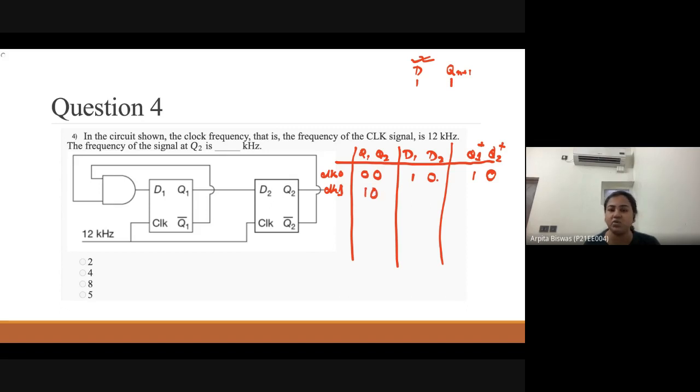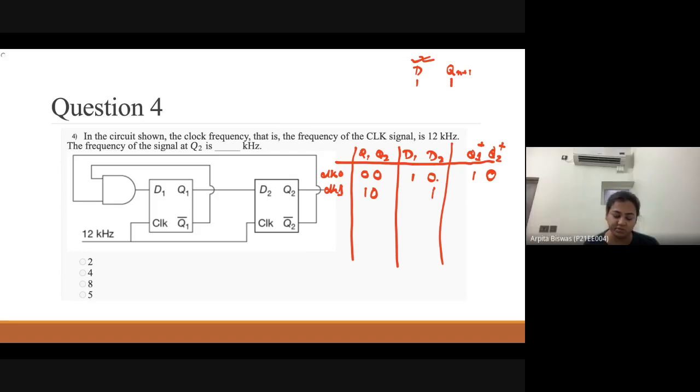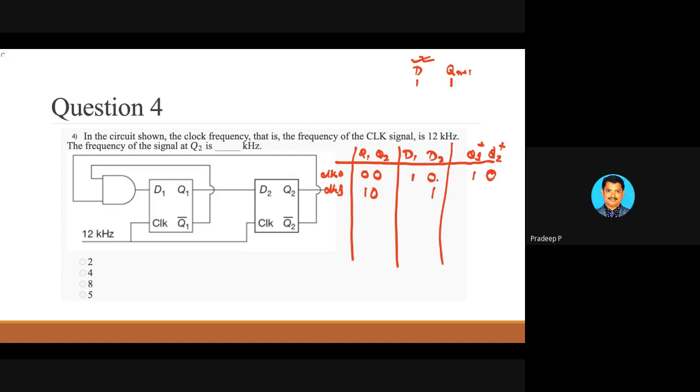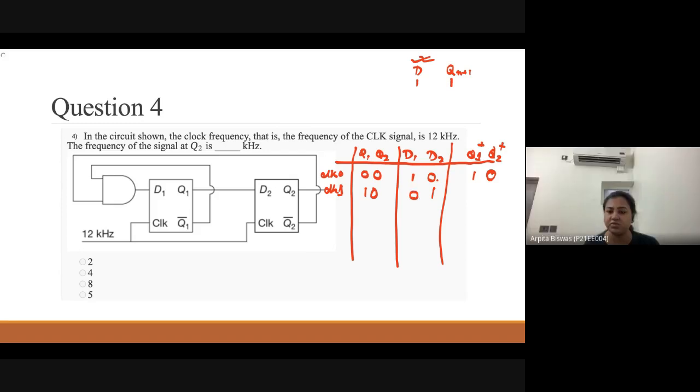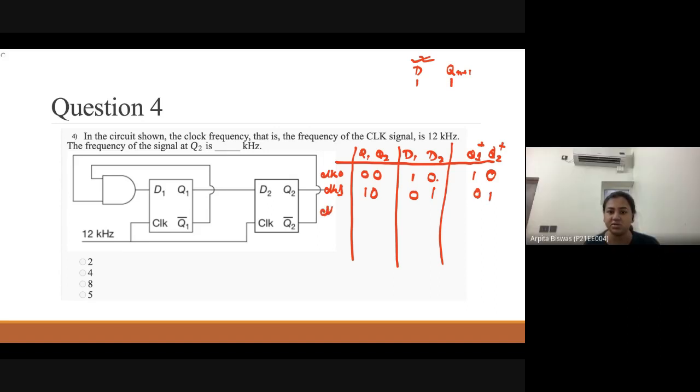Now tell me what is the value of D1 and D2? Q1 is 1, which means D2 is 1. And D1 value? Q1 bar here is 0, so D1 is 0. And what is the value of Q1 plus and Q2 plus? 0, 1. So after clock signal 2 it is 0, 1.